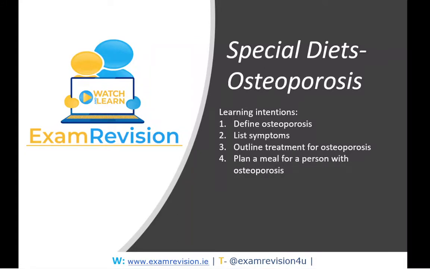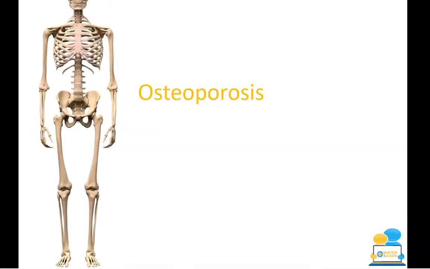And again, I would say if you have studied a chapter, go back, write down some notes, and then come back to the learning intentions and see, have I actually got all the points that I need to give me a full answer? So we'd be looking at defining osteoporosis. Define means that I need to give a good bit of information. List symptoms means I'm just looking for bullet points. Outline treatment for osteoporosis means I'm going to need to explain how I can prevent or look after a person with osteoporosis. And then I'm looking for planning a meal with a person for osteoporosis. So that one looks straightforward enough.